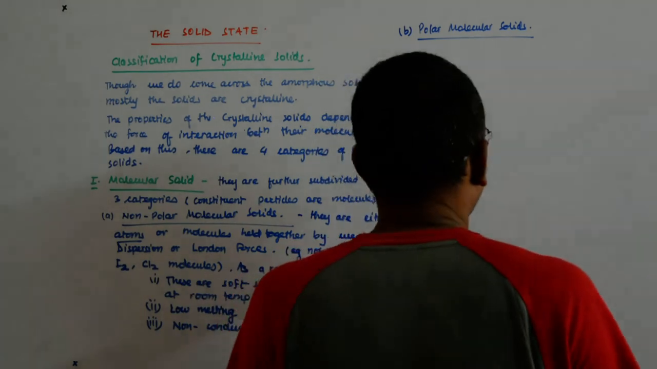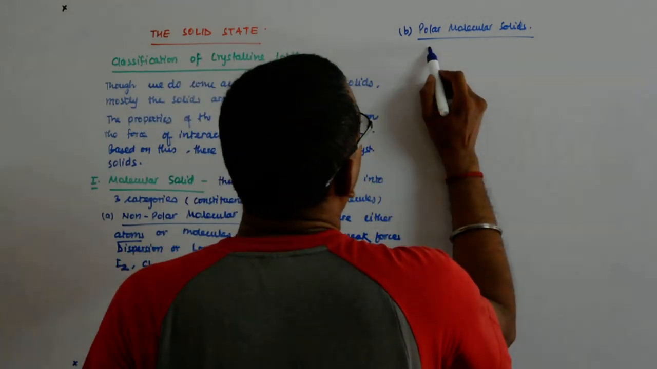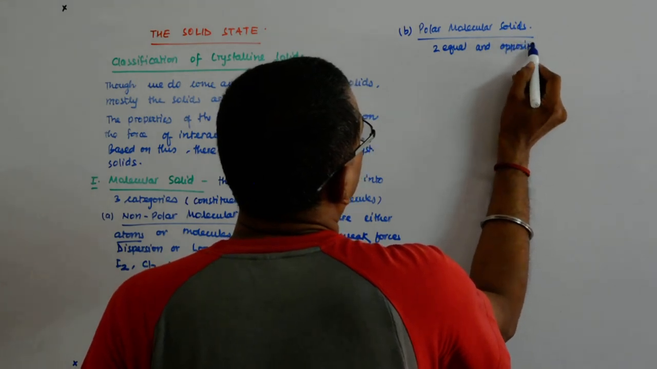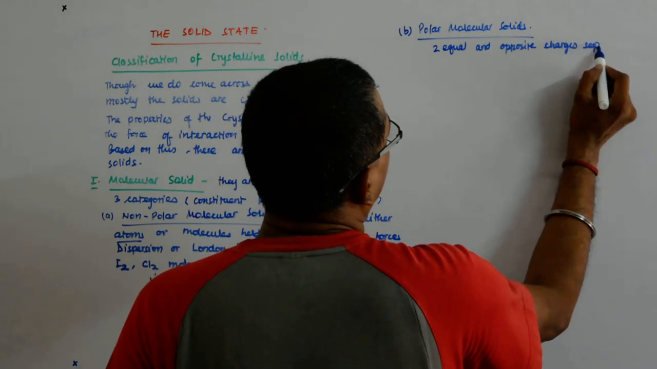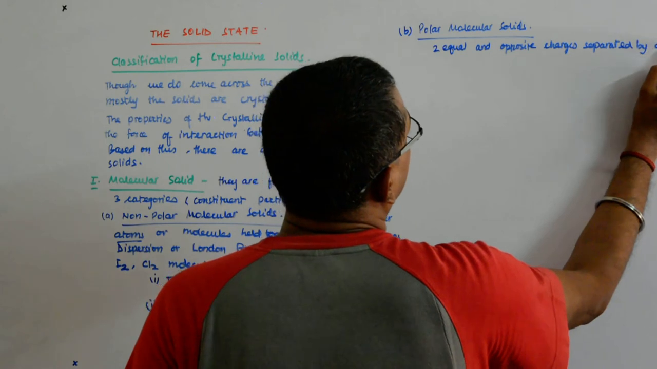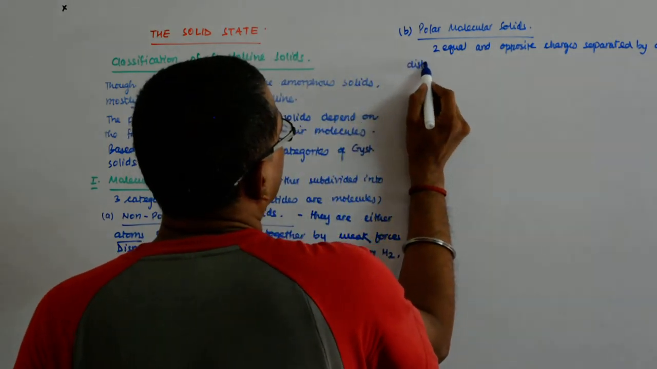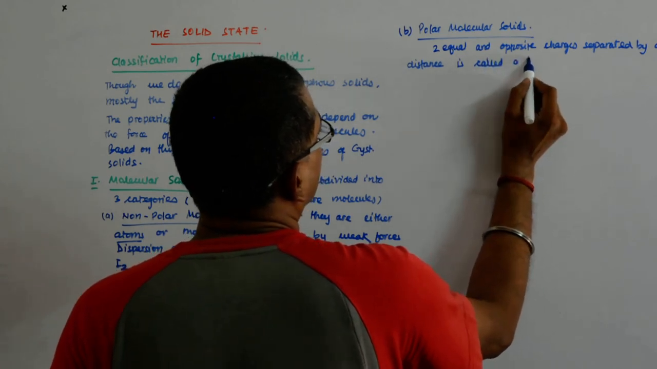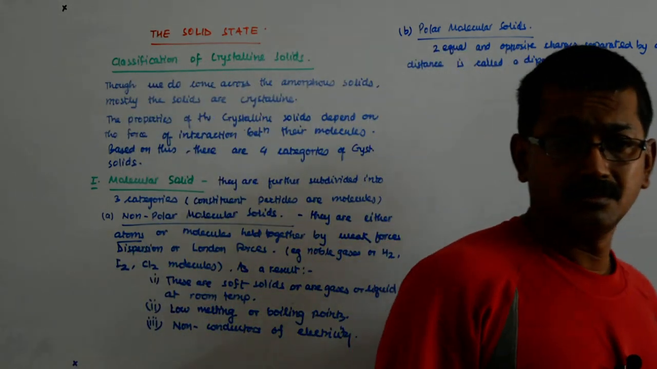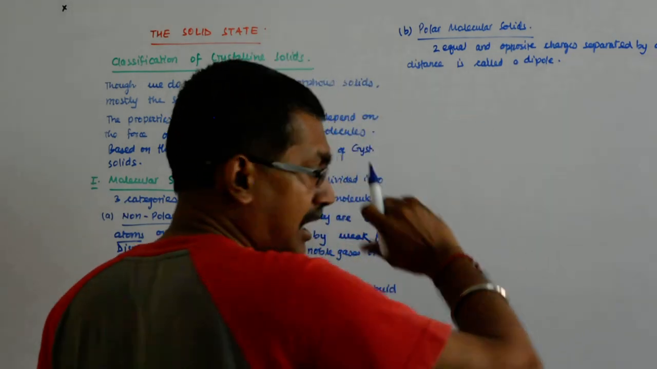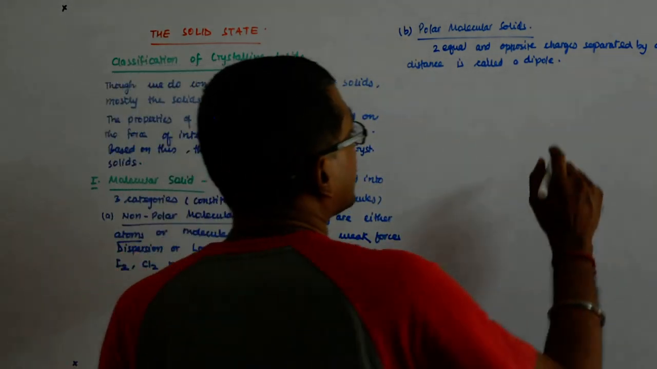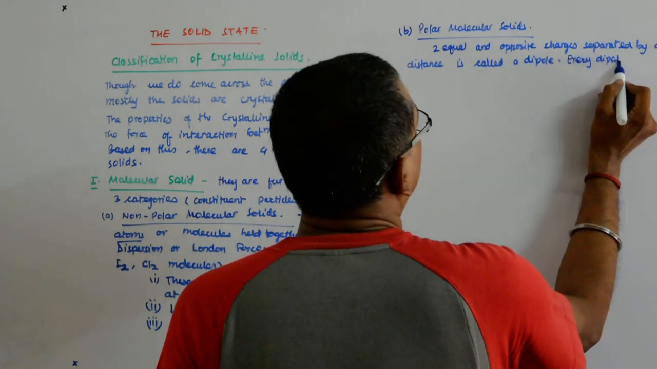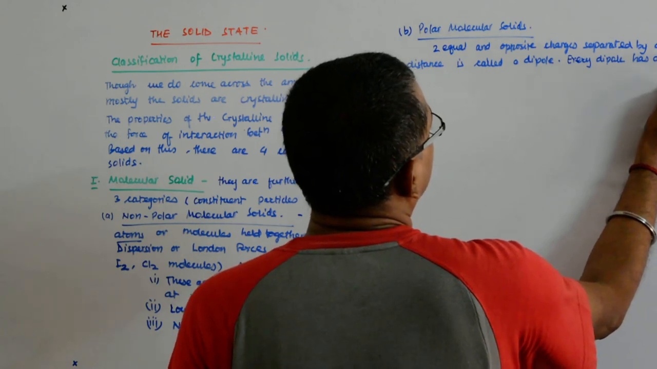Okay, so what happens? Two equal and opposite charges separated by a small distance, okay, is called a dipole, and it has a dipole moment. This is an elaborate subject matter of physics, and that we'll study in physics, right? So it's called a dipole. Every dipole has a dipole moment.